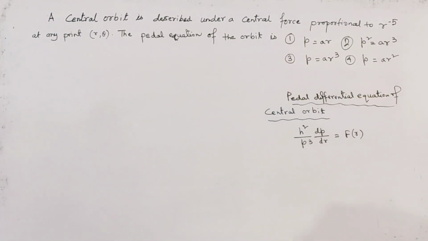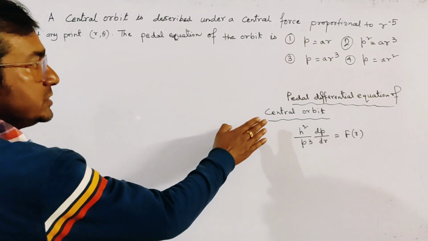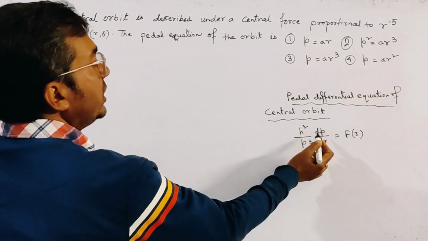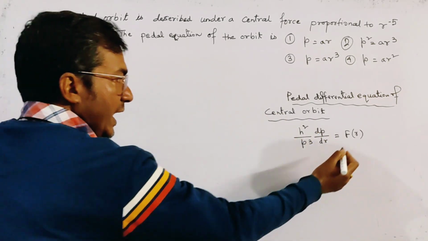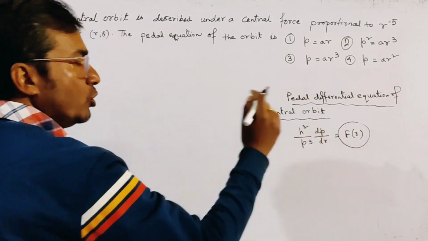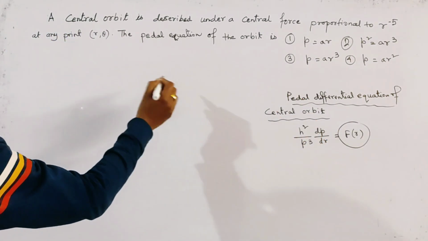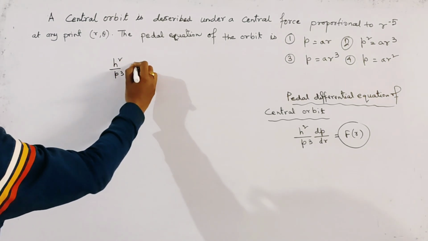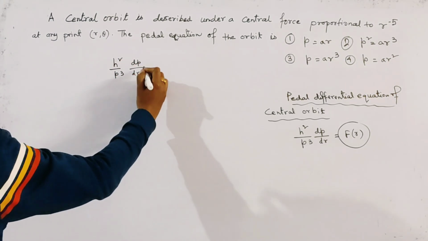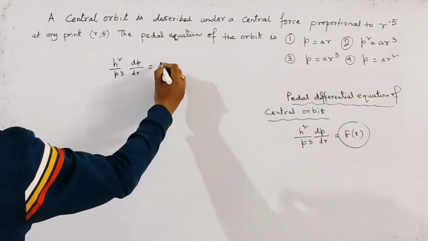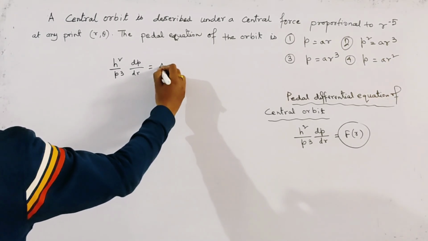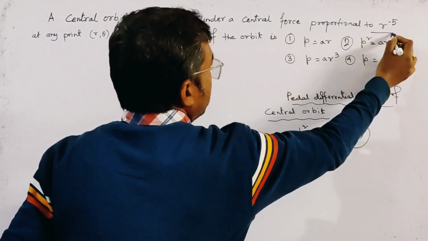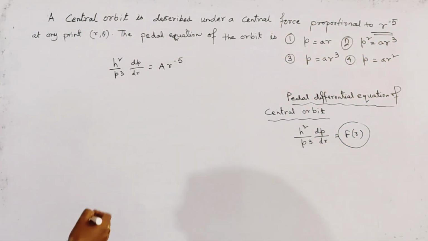Here we use directly the pedal differential equation of central orbit, which is given by h square by p cube into dp by dr. This is equal to f of r, and this is the central force. So we write here h square by p cube into dp by dr is equal to capital A into r to the power minus 5, because it is said that this is proportional to r to the power minus 5.